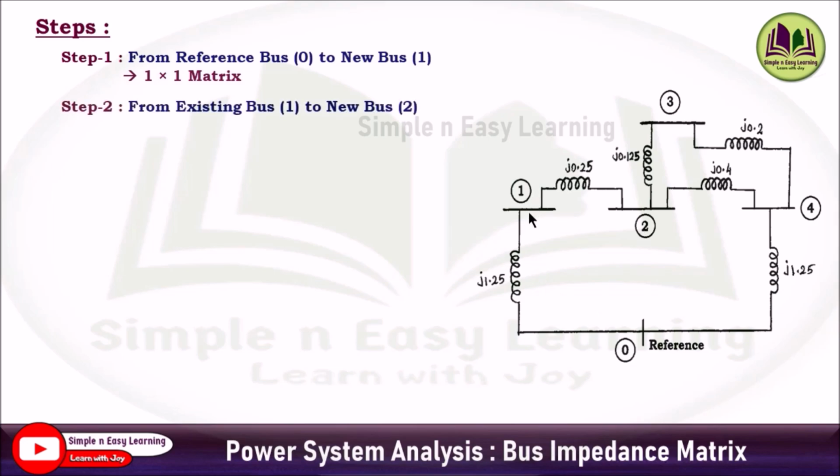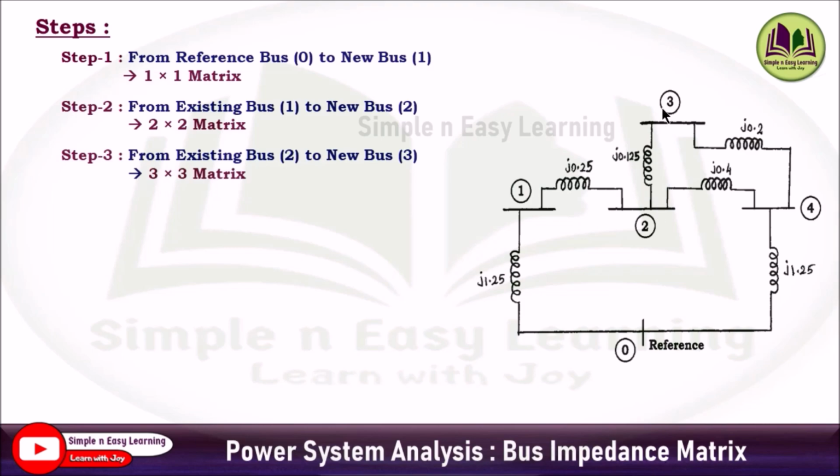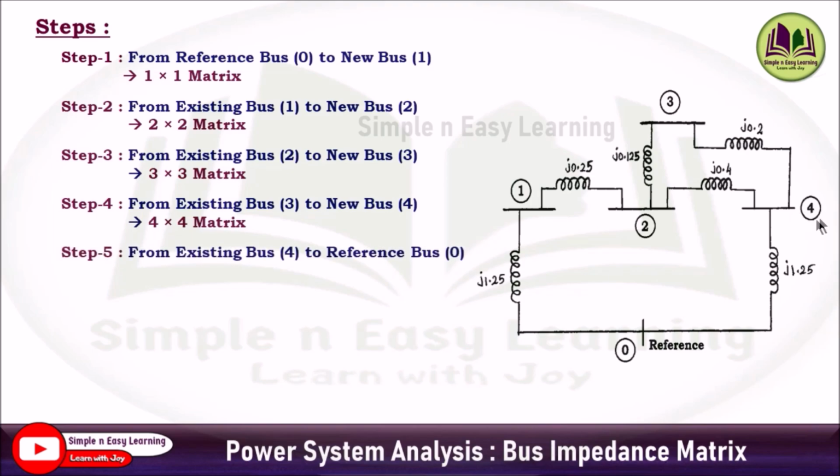And step 2, from bus 1 to bus 2, now bus 1 becomes the existing bus and bus 2 becomes the new bus. We are considering this reactance J0.25. So the matrix becomes a 2 cross 2 matrix. And step 3, from this existing bus 2 to new bus 3, considering this reactance, you will be getting a 3 cross 3 matrix. And step 4, from existing bus 3 to new bus 4, considering this value, you will be getting the 4 cross 4 matrix. And now step 5, from existing bus 4 to the reference bus 0, considering this value, you will be getting the 5 cross 5 matrix.